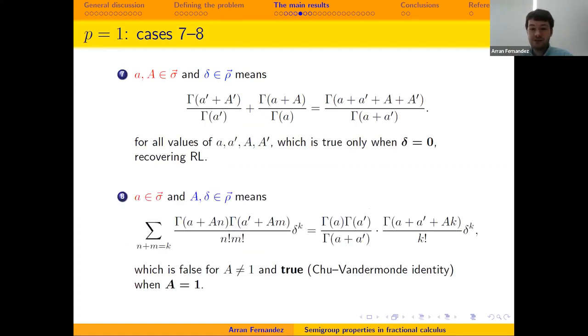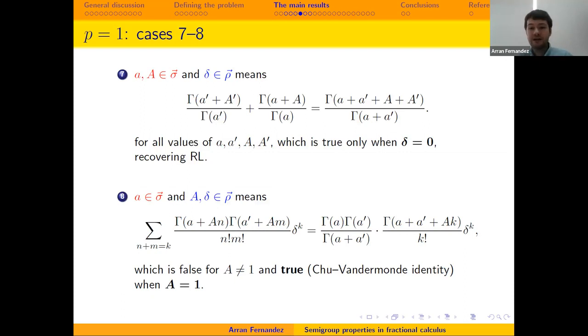Case 8 is the interesting one. Little a is red, big A and delta are blue. Then the relation becomes this. When you put big A equals 1, that is the true Vandermonde identity, which is true. So when A equals 1, this is true. If A is not 1, it's false. So when we fix big A, we're allowed to fix big A because it is blue. Okay, blue parameters can be fixed if necessary. So we fix big A to be 1, and then we get a true semigroup property.